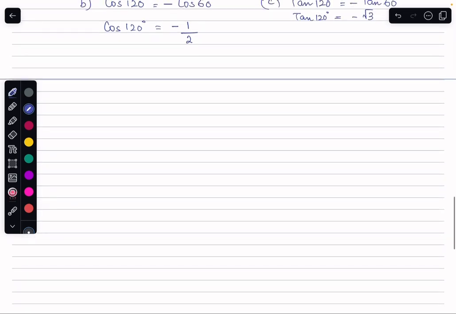Again, it's the same question, but find the exact value of cos of 225 degrees. First, let's locate the quadrant. Cos of 225 shall be lying in the third quadrant, between 180 and 270 degrees. So the general angle here is 225 degrees; get the basic angle.